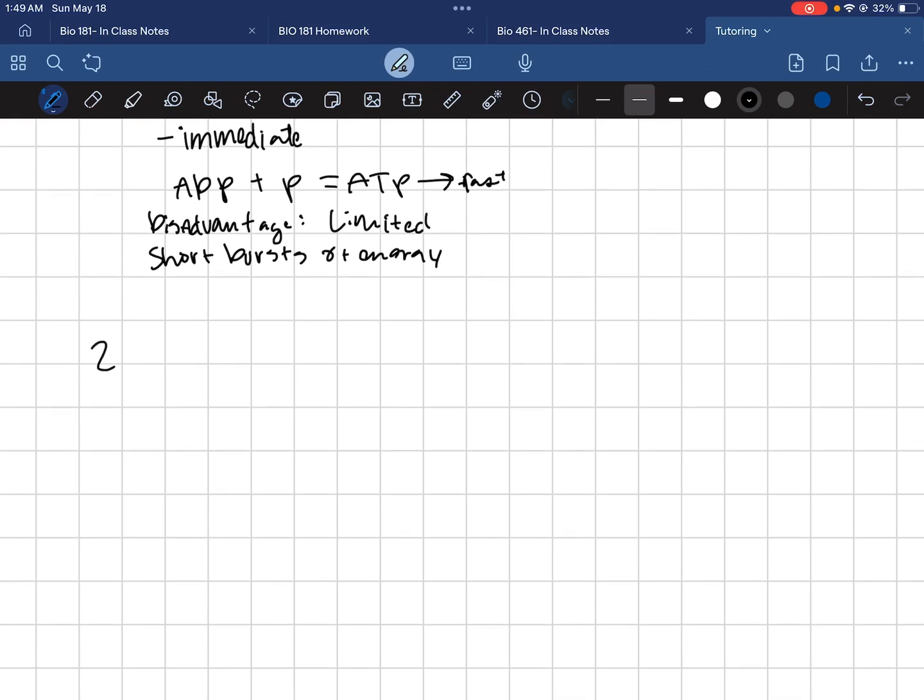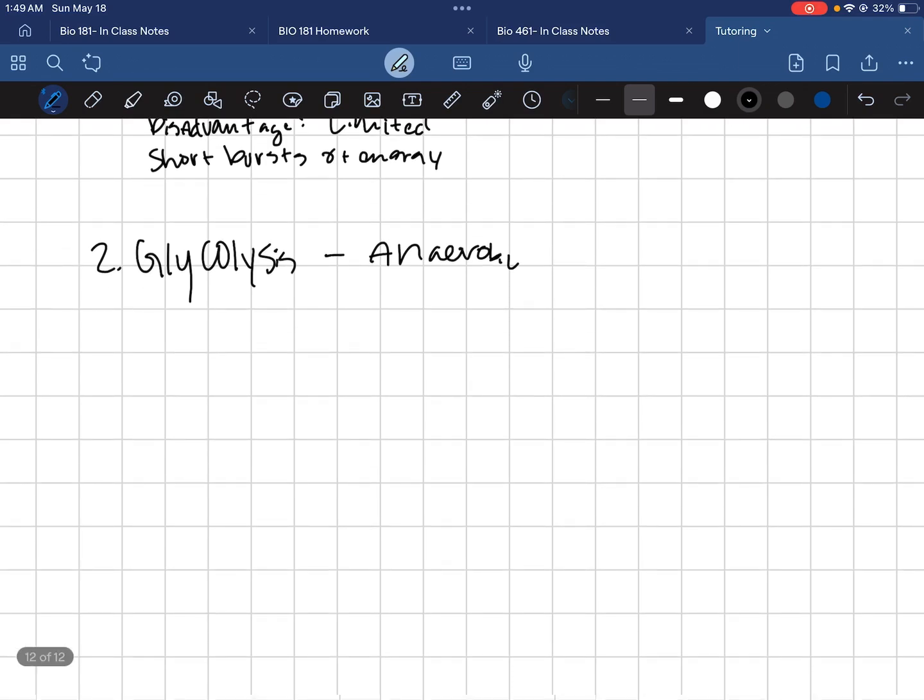So we could say this is our first one, and then the second one would be glycolysis. Good old glycolysis, specifically the anaerobic process. So we have glucose, right? It's broken down into pyruvate and then into lactate because of the absence of oxygen.